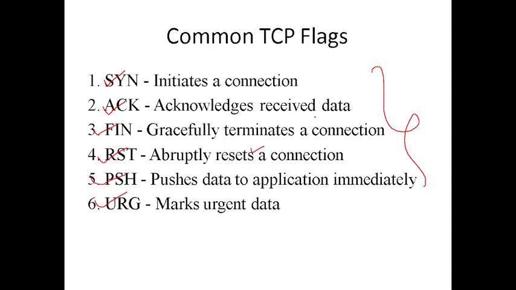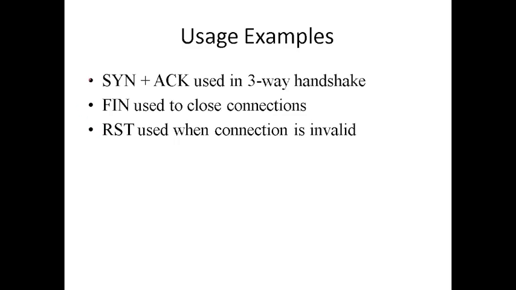Among these flags, these three are very important: SYN, ACK, and FIN. For example, if there is one node, sender 1, and one more node, sender 2 or receiver, whatever it may be. As I already told you, whenever I am using TCP, the connection should be established before transmitting the data. That connection can be established using the three-way handshaking. So how is that three-way handshaking done?